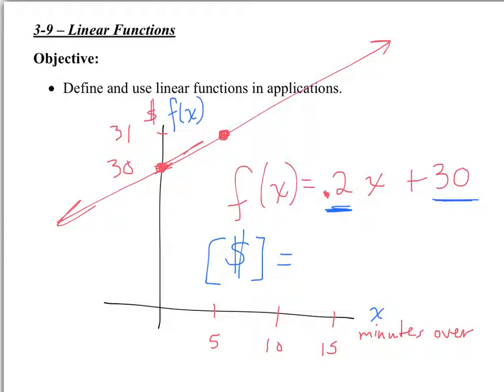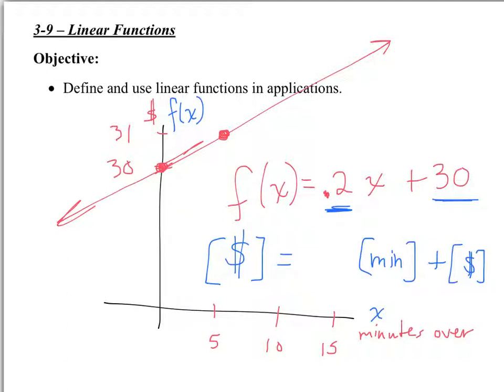If you're struggling with that, what are the units of x? Just look on your x-axis. What is it labeled as? Minutes, or minutes over, but let's just say minutes as a unit. So x's units are minutes. What are the units of 30? Dollars, right? It is money, but the units are dollars.